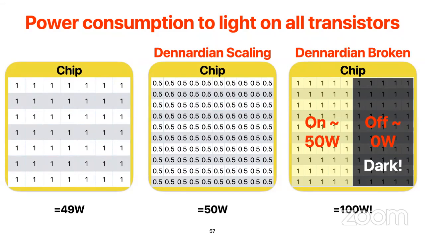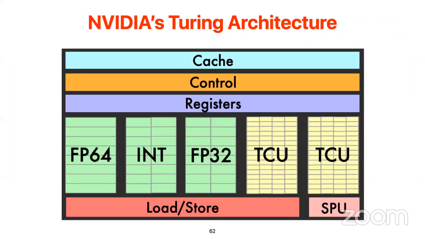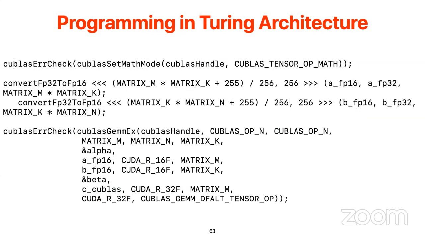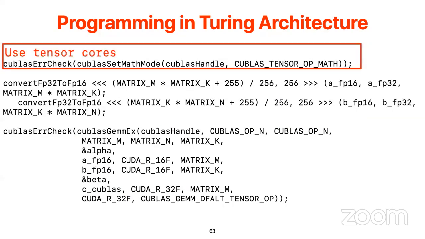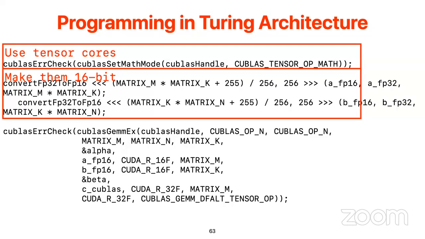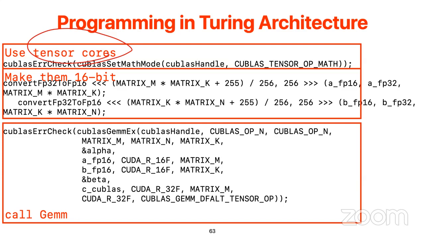Because of the dark silicon problem, there are a lot of new things going on in computer architecture. Like the latest NVIDIA Turing architecture, soon to be the second latest architecture. It incorporates something called a tensor core unit, the TCU here. However, if you look at the programming model in the Turing architecture, if you want to use tensor cores, you have to tell it that you are going to use them, convert your data into the format that tensor cores can accept, and then call the functions.